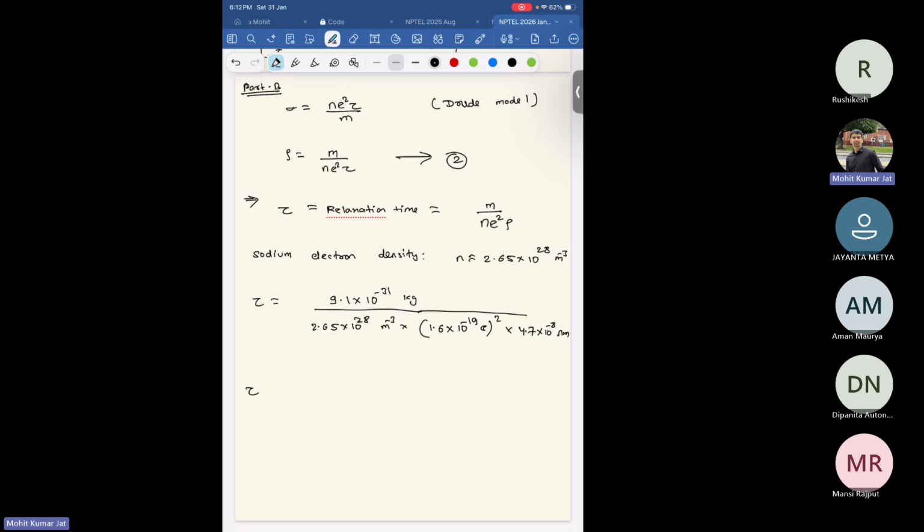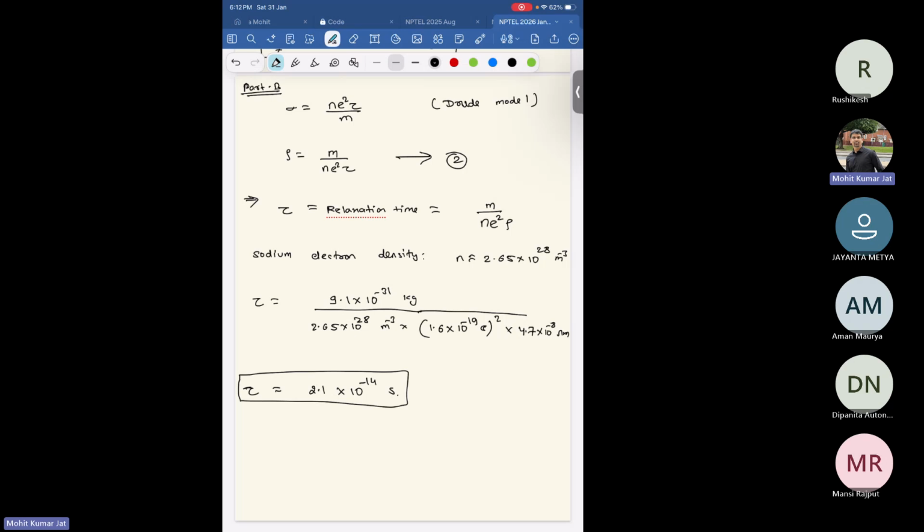If you solve this number, what you will get is tau to be roughly around 2.1 × 10^-14 seconds. So this is roughly the time in which the successive collision happens in metals. So the time constant of this relaxation is roughly around 10^-14 typically for all the metals.